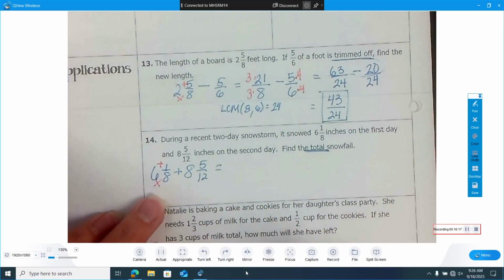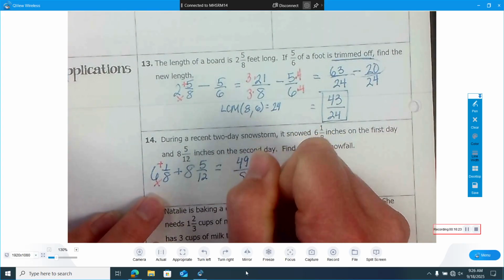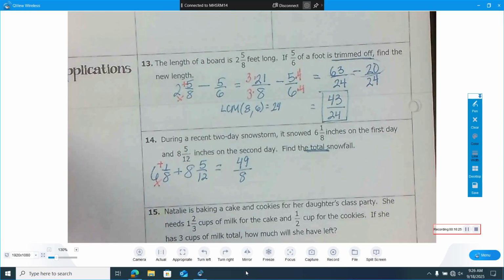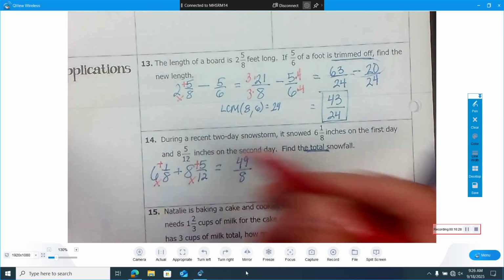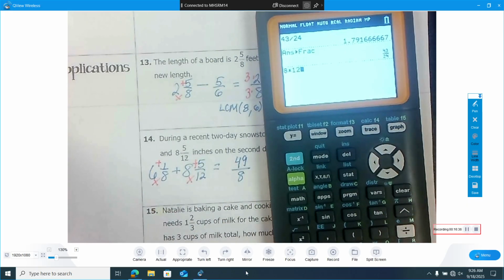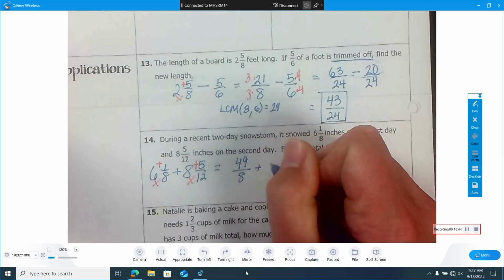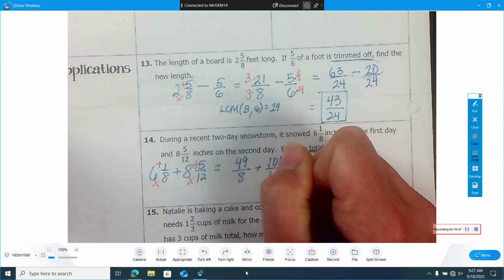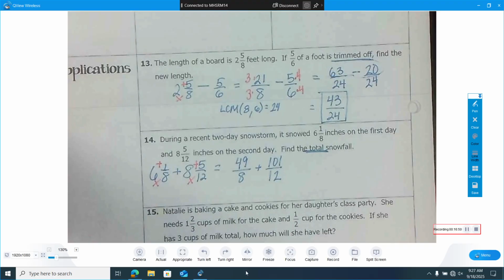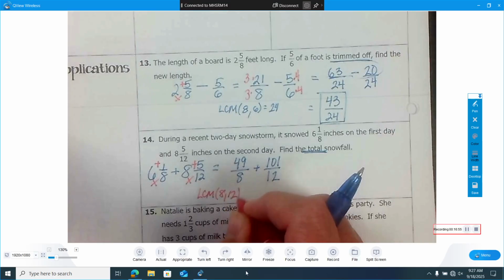6 times 8 is 48 plus 1? 49 over 8. Multiply and add to convert our fraction here. 8 times 12? 72. No, 8 times 12 is like 96. Oh, yeah. There we go, 96. Plus 5 is 101. It is okay to use a calculator sometimes. 101 12ths. All right, ladies and gentlemen, what is the least common multiple between 8 and 12?